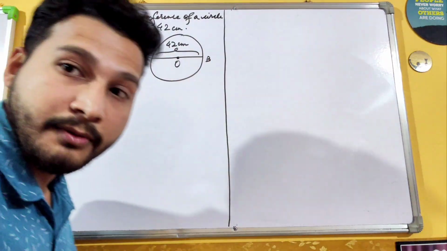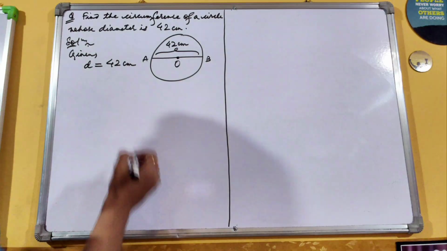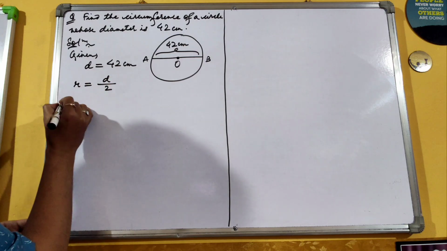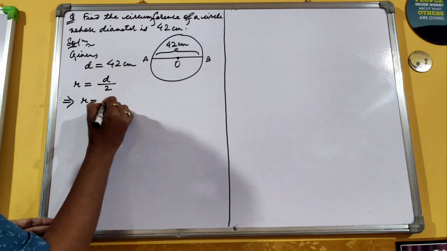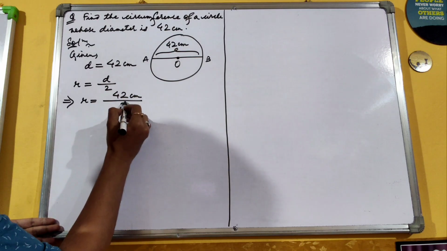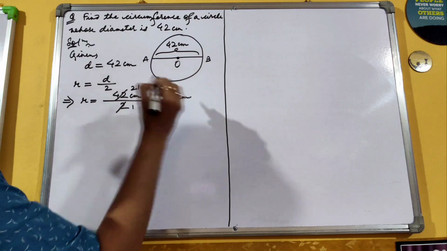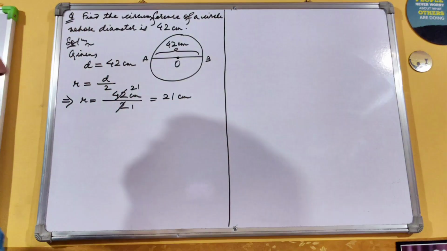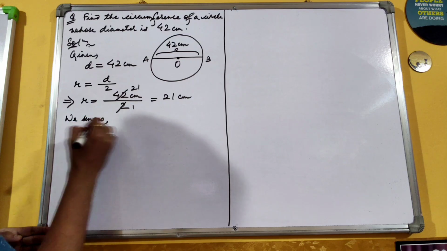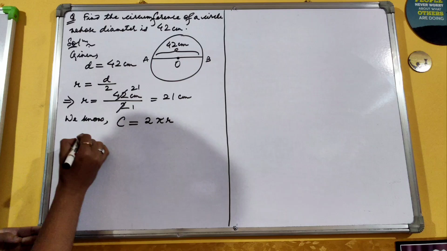Let's find out radius. How to find out radius? We know the formula radius r is equal to diameter by 2, implies radius is equal to diameter, given as 42 centimeter, by 2. You can cancel this to 21, which is 21 centimeter. Let's find circumference. We know the formula C is equal to 2 pi r.